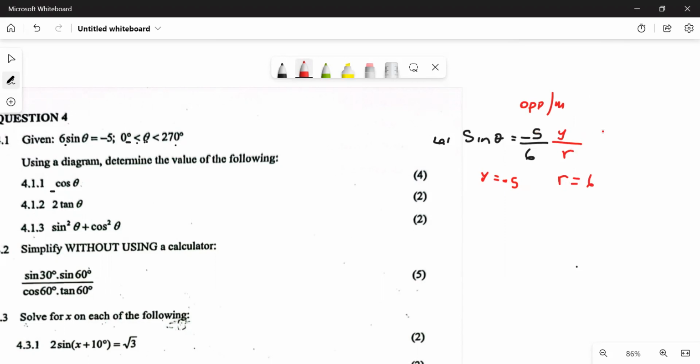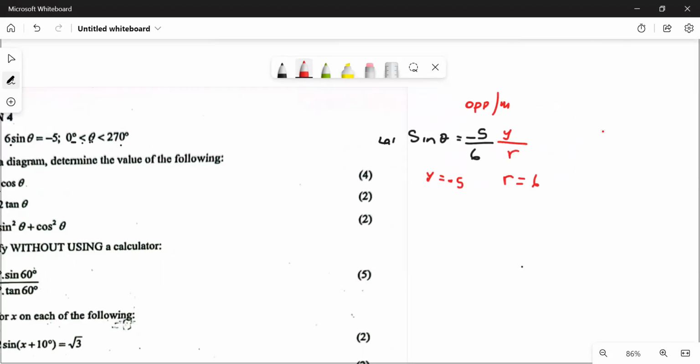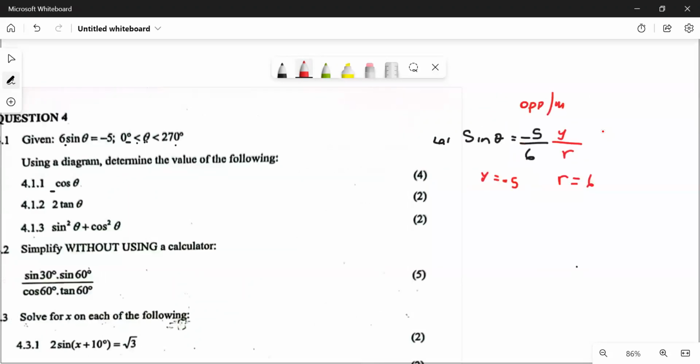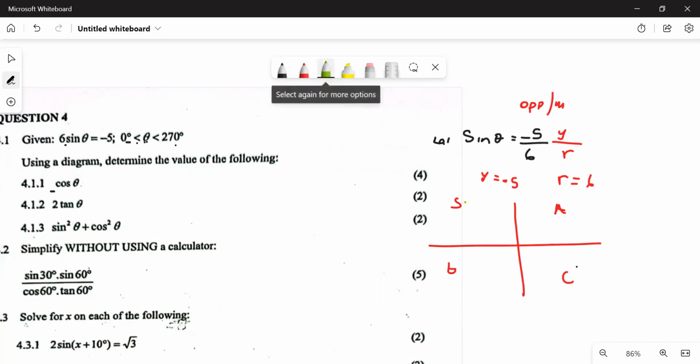Now we're going to put this thing here on a diagram. If you put this thing here on a diagram, how is it going to look like? We have theta, we have sine theta, which is negative. Now, all students take off. Where is sine going to be negative? Where do you expect sine to be negative? Third and fourth quadrant. So we expect it to be in the third quadrant, and also in the fourth quadrant.